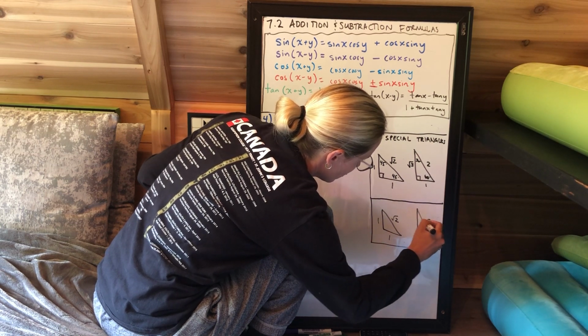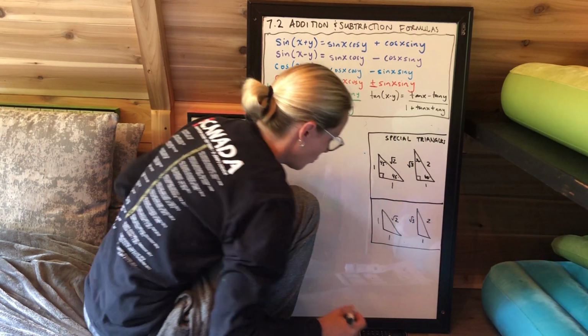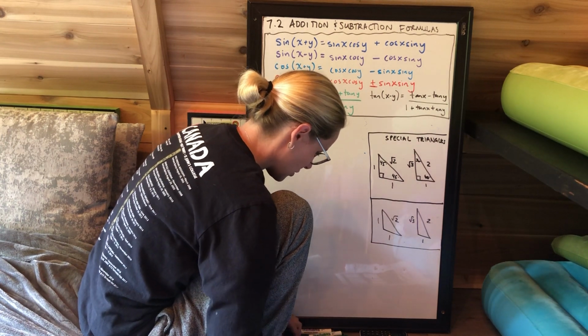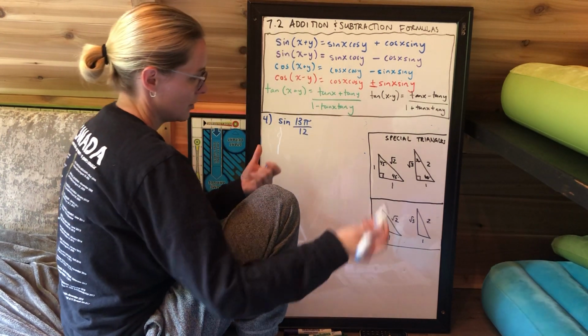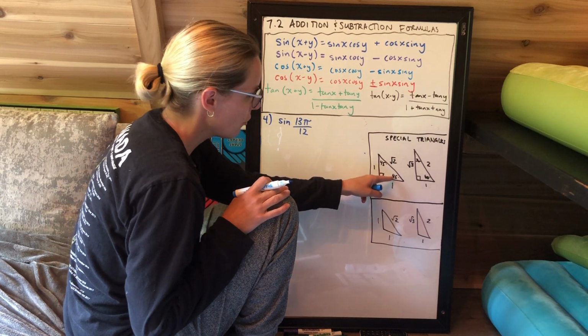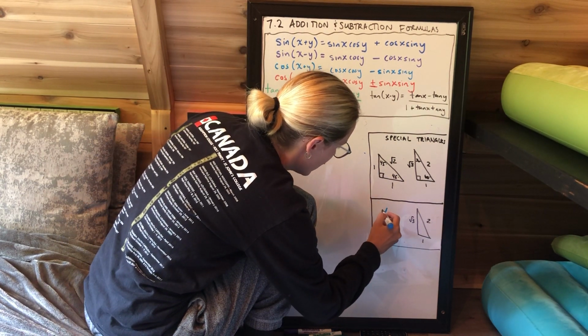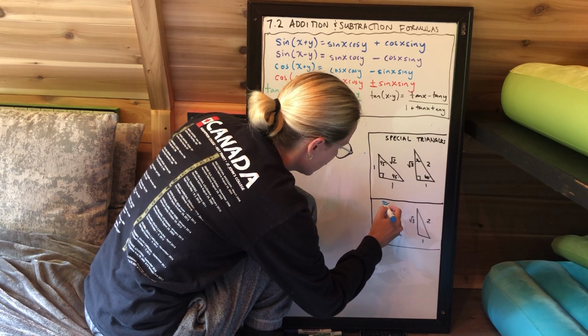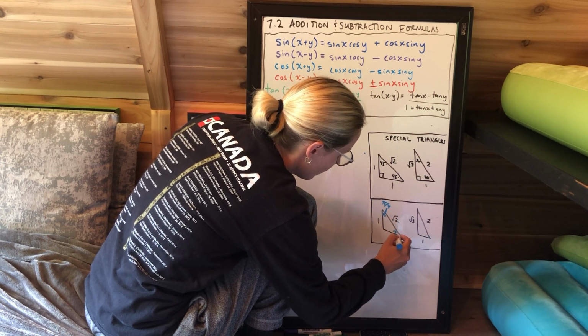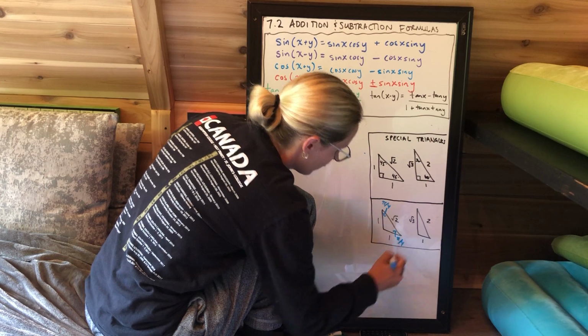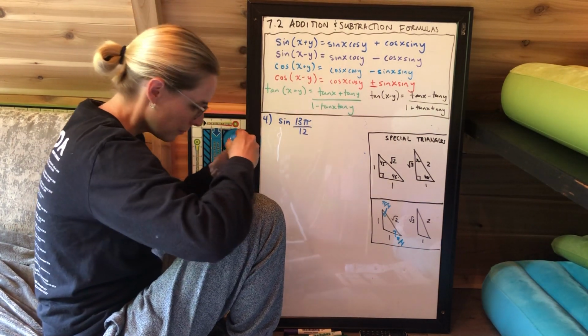1, 2, root 3. But what I want to really analyze here is what angles are going to go in here. So these are 45 degrees. 45 degrees as a radian angle is pi over 4. So both of these angles are pi over 4. So just be aware, you have to think of that.